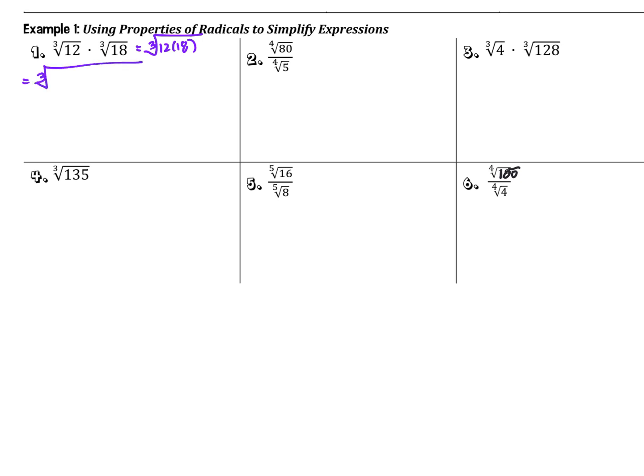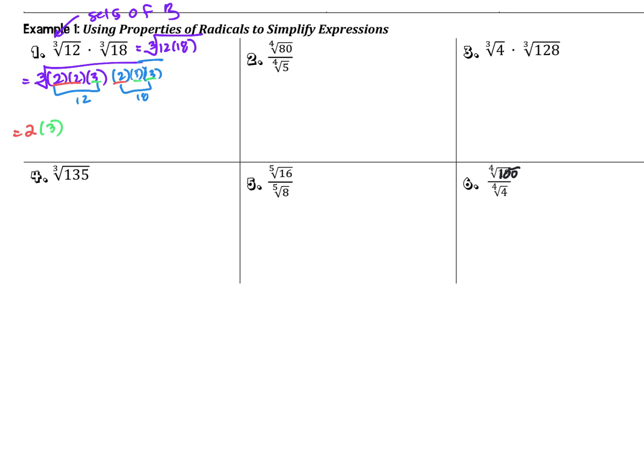If I'm looking at cube roots, that means I'm looking for sets of 3 of the same number. So I know that 12 is 4 times 3, or that 12 is 2 times 2 times 3. And 18 is 2 times 9, or 2 times 3 times 3. So this is still 18, and this is still 12, but can I find sets of 3 now? Well, I have 1, 2, 3 2s, which means I can take a 2 out.